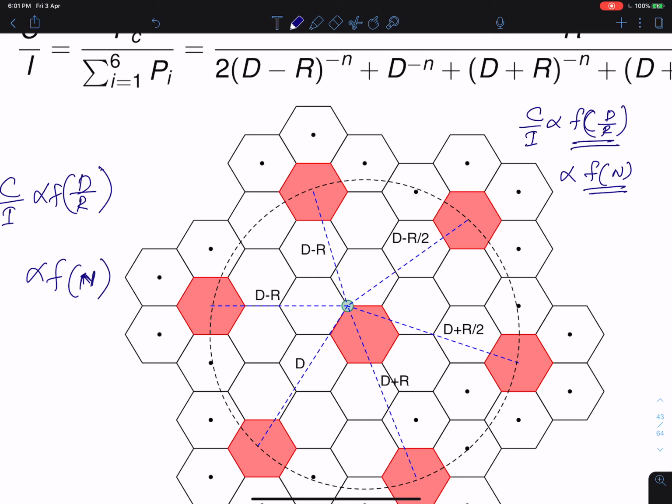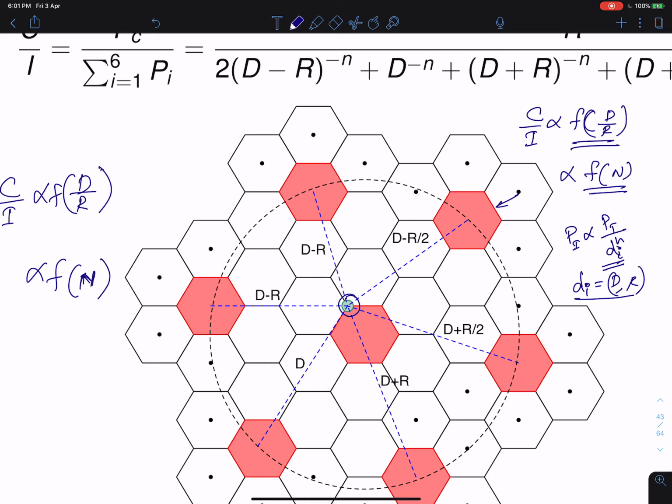Now it is convenient to express this. If you recall, the interferer power is only a function of the transmit power of the interfering base station, and also the distance from the ith interfering base station to the mobile station of interest. So we need to estimate this distance. In this analysis, we are going to express this distance in terms of D and R.